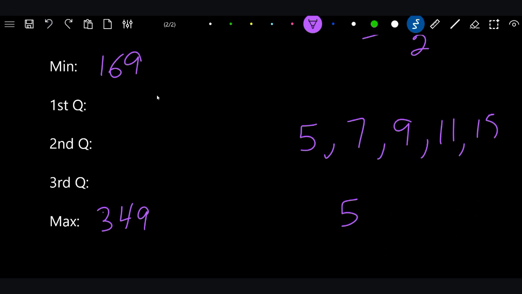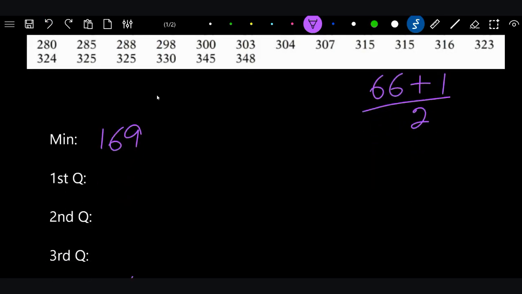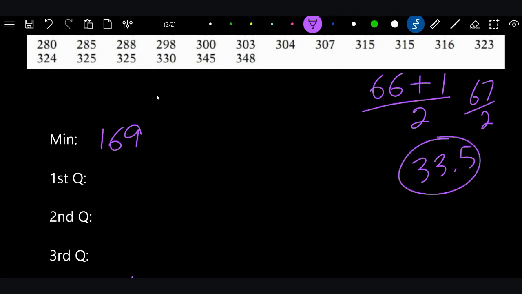Now, let's go back up to this big set. We have 66 pieces, so how are we going to find the middle? 66 plus 1 divided by 2, so 67 divided by 2. 67 divided by 2 is not a whole number, it comes out to a decimal. So it gives us 33.5. Well, what do we do with 33.5? That means that there are 2 middle numbers. That means that 33 is a middle number and 34 is a middle number.